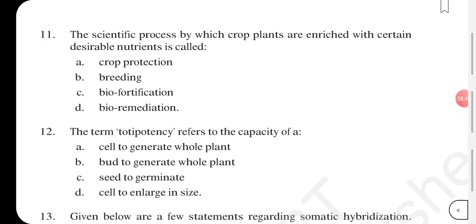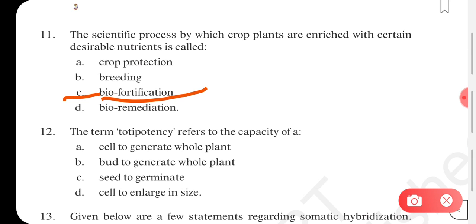Question number 11: the scientific process by which crop plants are enriched with certain desirable nutrients is called crop protection, breeding, biofortification, or bioremediation. Here the answer will be biofortification, option C. The scientific process by which crop plants are enriched with certain desirable nutrients is called biofortification.